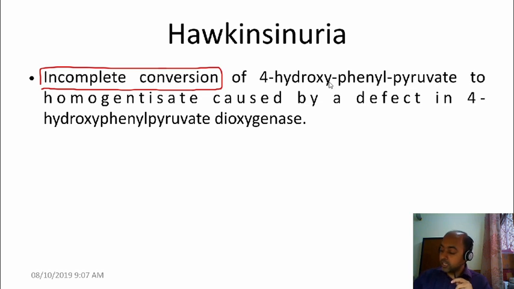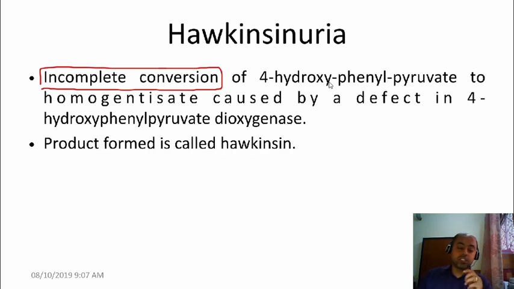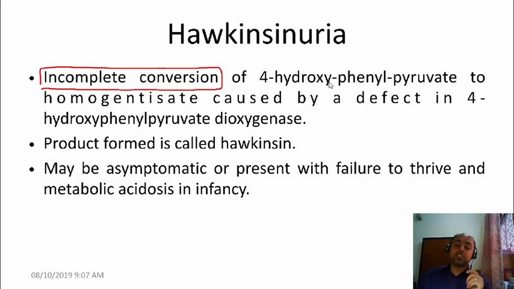The intermediate which is formed is called Hawkinsin. That's why the condition is known as Hawkinsinuria. Just like the tyrosinemia type 3, a large number of patients will be asymptomatic, but rarely we may find the failure to thrive. The failure to thrive is associated with metabolic acidosis.